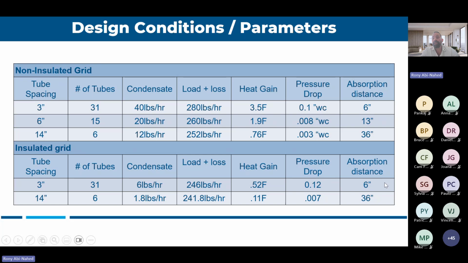So in this case, at least insulate the grid, because by insulating the grid, you're not saving on the first cost because you still need to pay for the 31 tubes, but you're saving tons of money on the run life of the unit, because instead of condensing 40 pounds per hour, you're condensing only 6 pounds per hour. So keep in mind, really important, absorption distance. Make sure you're giving an accurate distance, and try always to insulate when you can for bigger capacities.